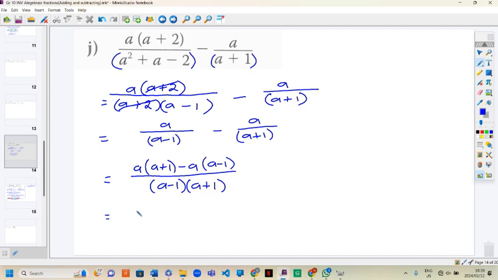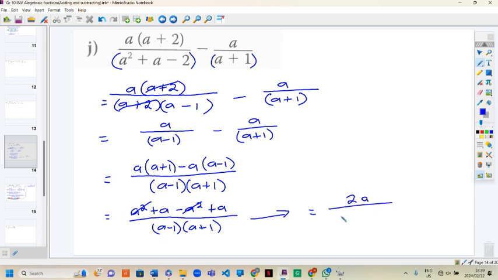Now simplify. I've got a squared plus a minus a squared plus a, all over my a minus 1 and a plus 1. Those a squares are going to cancel, and I'm left with 2a over a minus 1 and a plus 1. Now I think I'm at the end. Anything I can factorize in the numerator? No, there's nothing I can cancel there, so now I am finished.